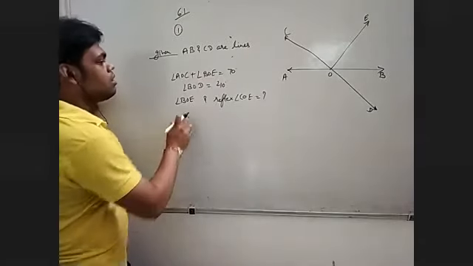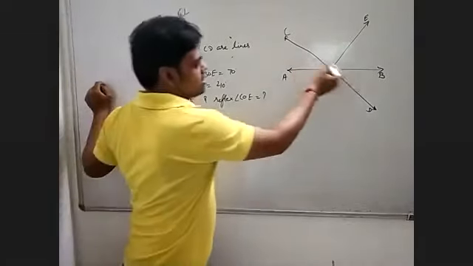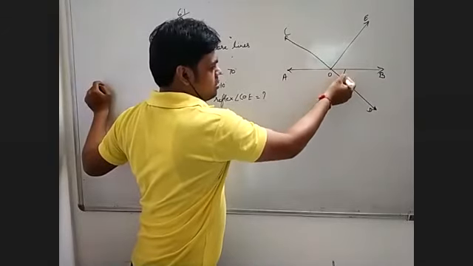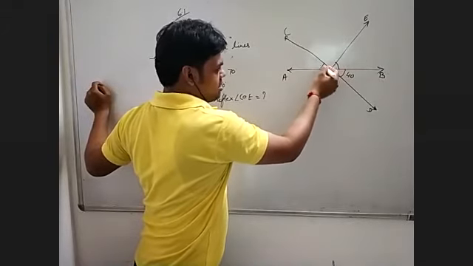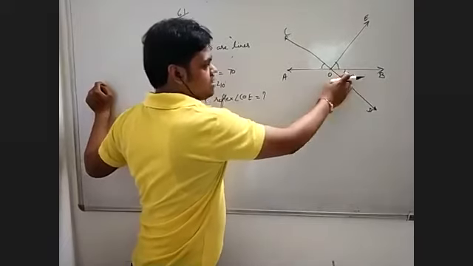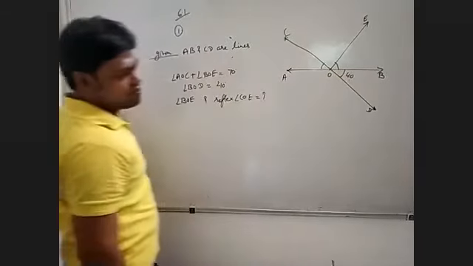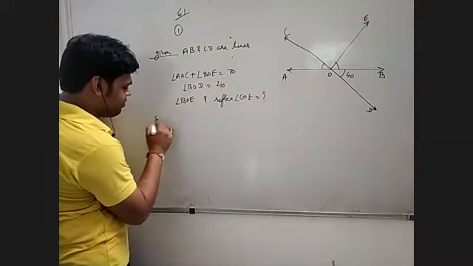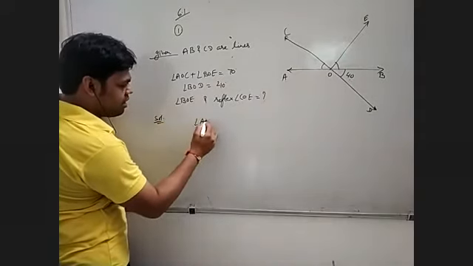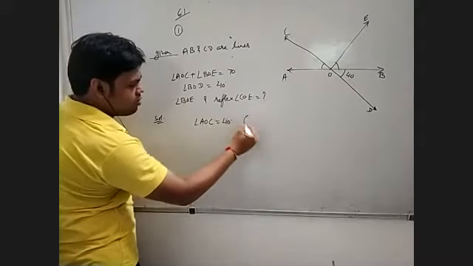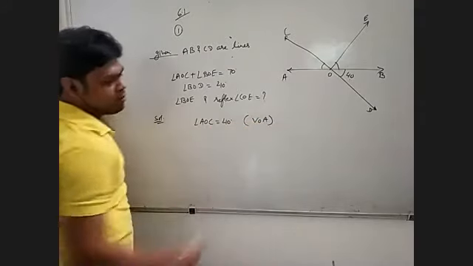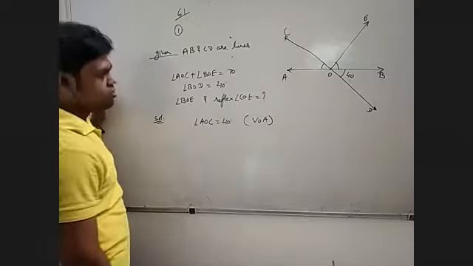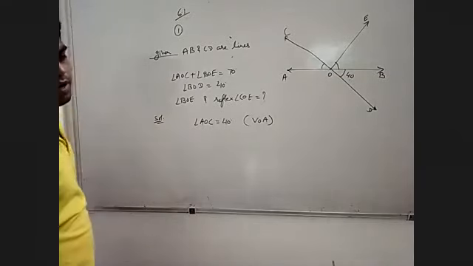See, now we know that these two are intersecting lines AB and CD. It is given 40 and sum of this and this equals to 70. Because of intersecting lines, this equals to this. Angle AOC is equals to angle BOD. In writing the solution, we have to write here angle AOC is equals to 40 degree because of vertically opposite angle. Okay, so we are writing angle AOC is equals to 40 degree.